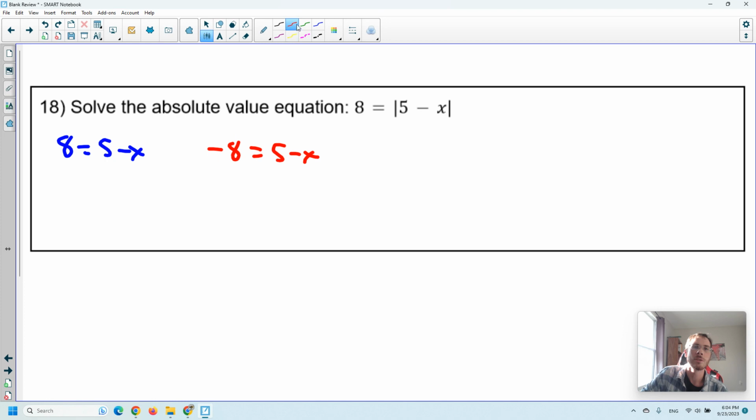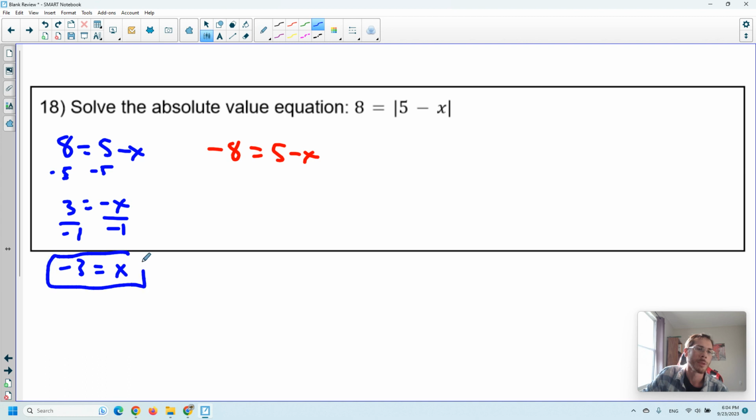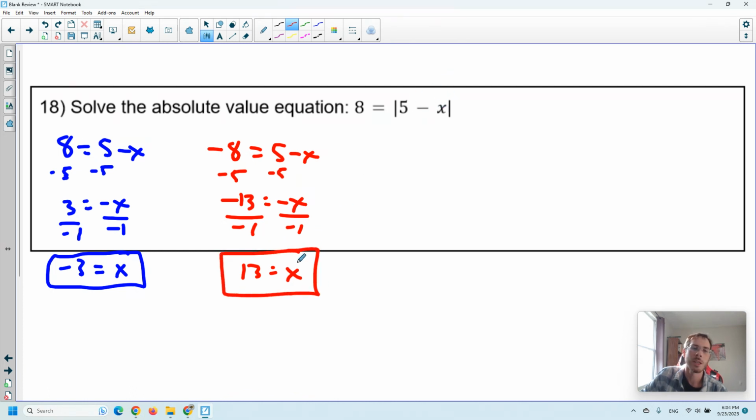So we have to solve each of these. These look like they're pretty quick to do. Minus 5 both sides. So we get 3 equals negative x. Divide by negative 1. Negative 3 equals x. 5 minus negative 3 would be 5 plus 3 for 8. So I'm happy with that. And then this one, minus 5 both sides. So negative 13 equals negative x. Divide both sides by negative 1. 13 equals x. 5 minus 13 is negative 8. Take away the negative, we get 8. So I'm happy with that as well.